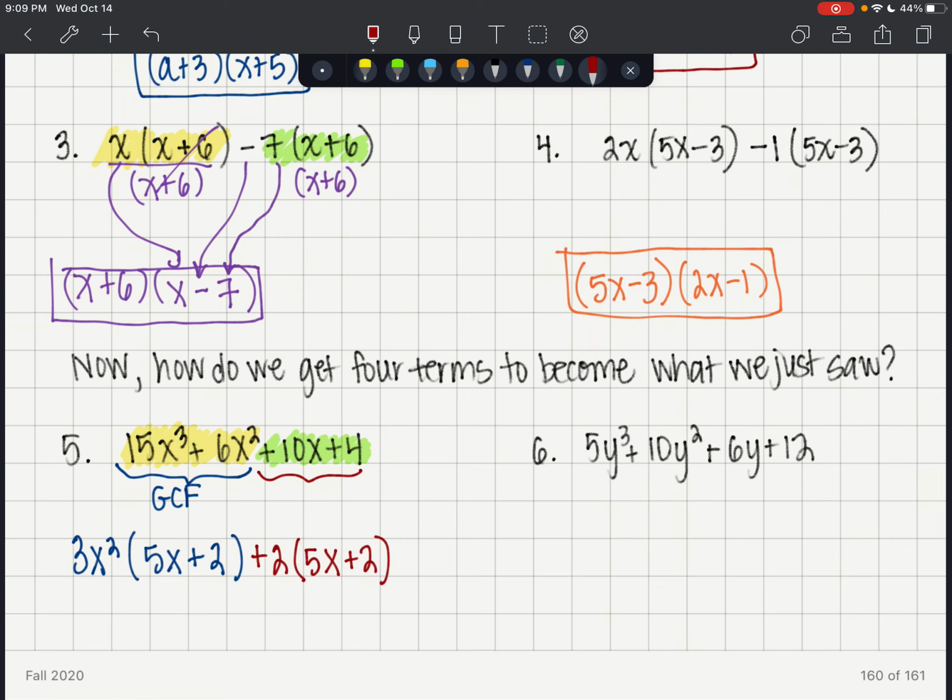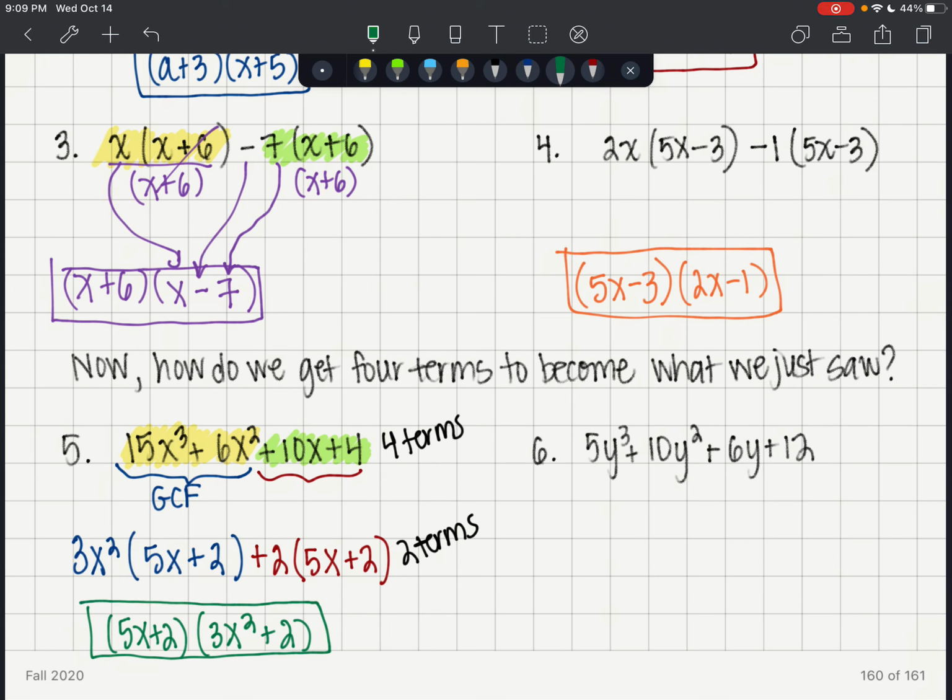Now notice how we went from 4 terms to what we have now, which is 2 terms. Now we look at the 2 terms and we say what's in common between these 2 terms. 5x plus 2 is in common. And if I factor out a 5x plus 2 from both terms, that leaves us 3x squared plus 2. So our factored form is 5x plus 2 times 3x squared plus 2.